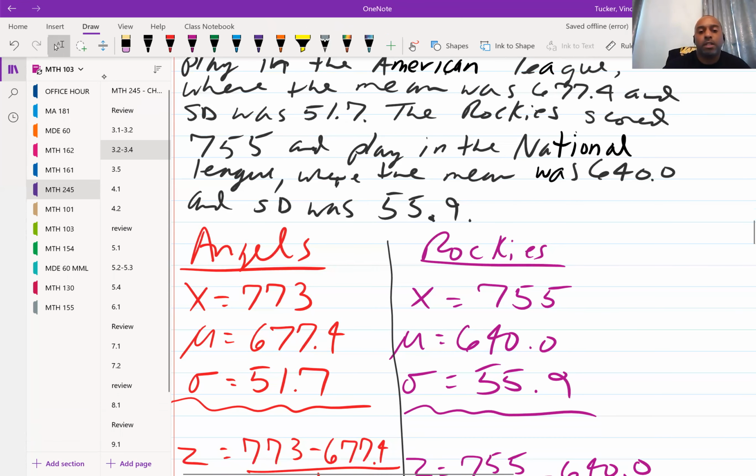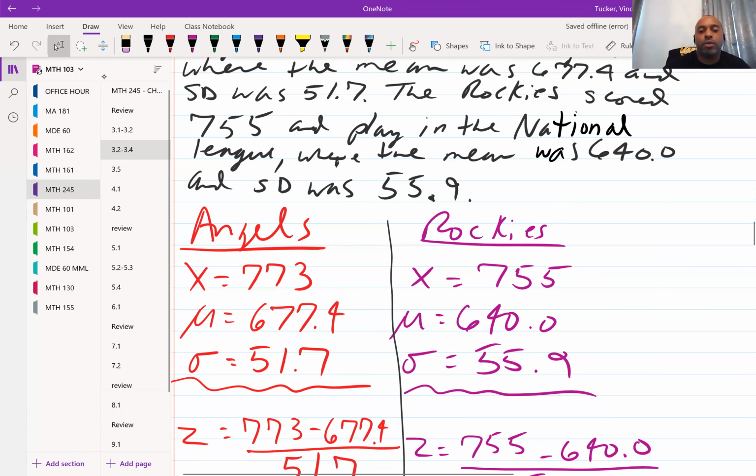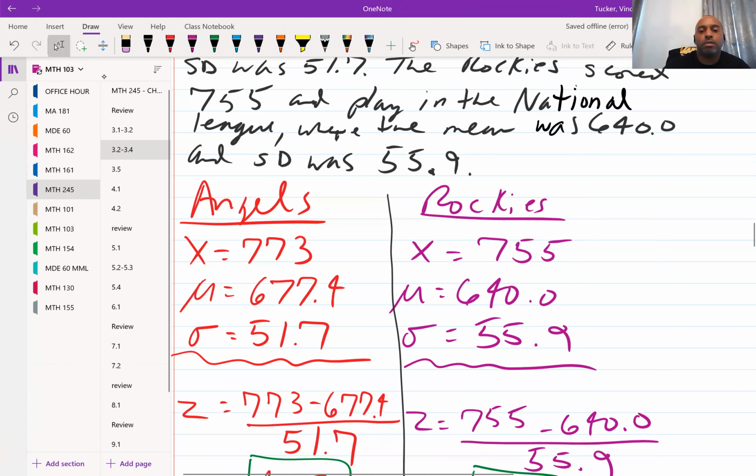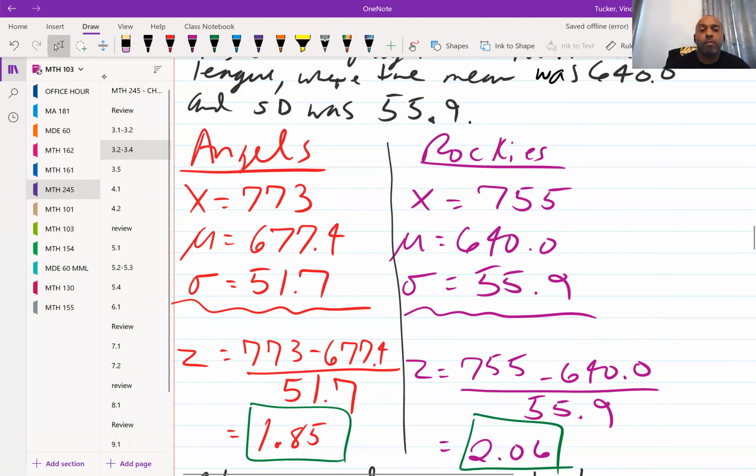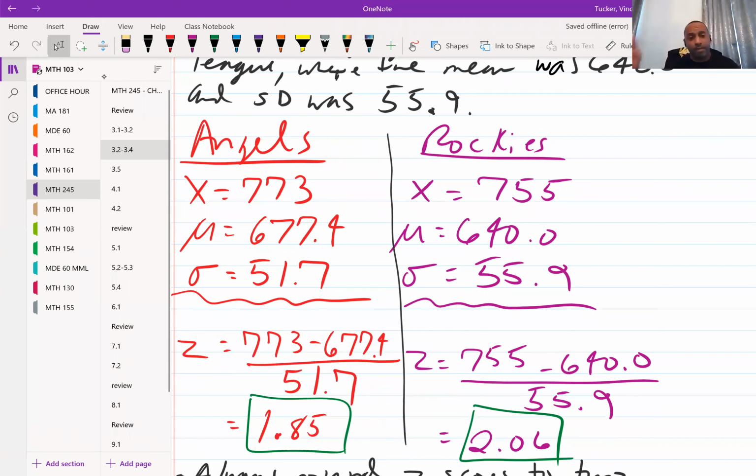All right, so now let's calculate the Z-score for each. So you do your data value minus the mean divided by the standard deviation. So 773 minus 677.4 divided by 51.7. And so for the Angels, that's 1.85. Then for the Rockies, 755 minus 640 divided by 55.9. That gives us 2.06.